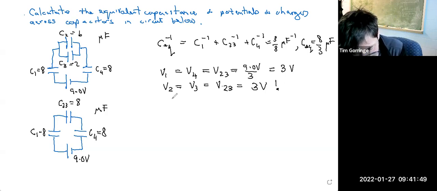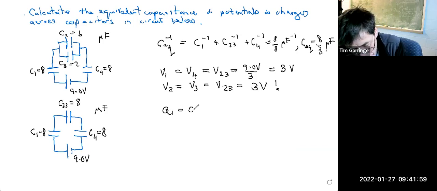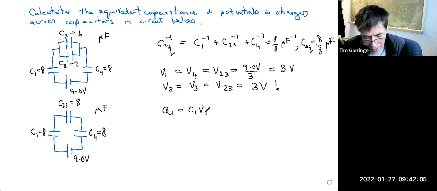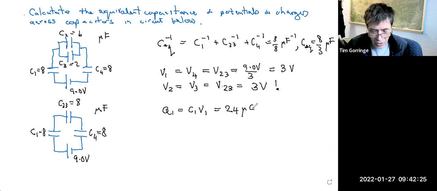So for example, for capacitor number 1 on the left, we'll call its charge Q1, and it will be equal to its capacitance times the voltage across its plates. And we know the capacitance, it's 8 microfarads. We know the voltage across the plates, it's 3 volts. And if I multiply 8 times 3, I'm going to get 24, and that will be 24 microcoulombs of charge on its plates.